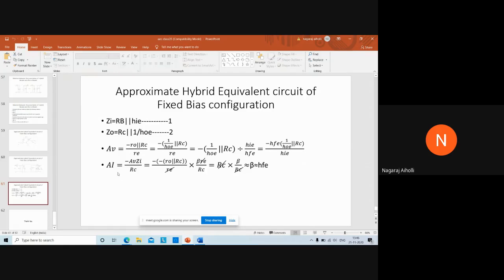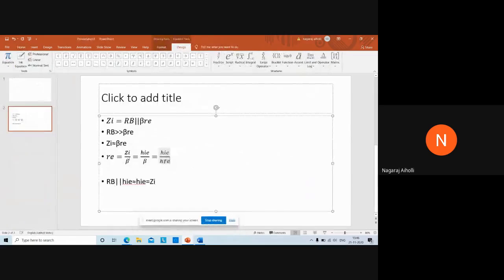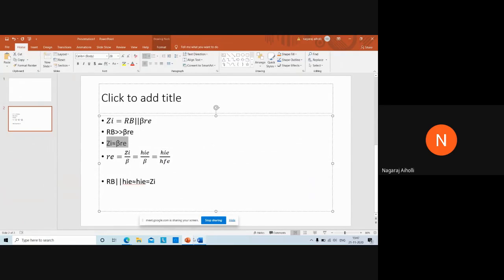Last one, current gain equation, it is minus AV ZI by RC. This again is taken from the fixed bias configuration AC analysis. It is minus AV ZI by RC. AV we already know, it is minus R0 parallel RC by RE, from the previous one. This into ZI. ZI is beta RE, just now we wrote here. ZI is approximately equal to beta RE.